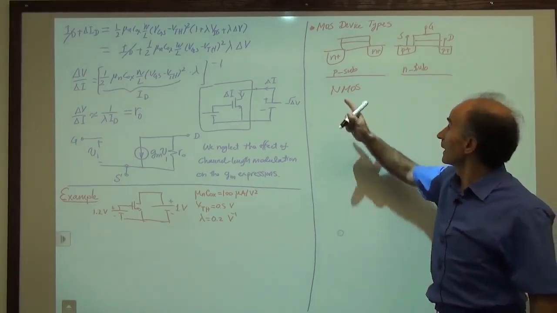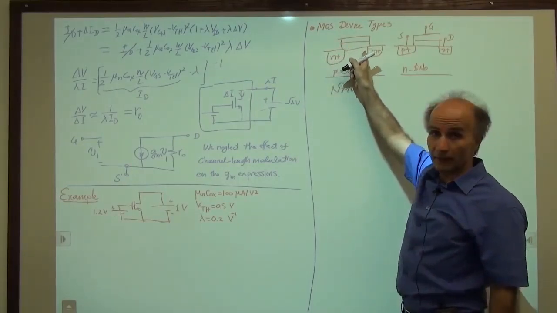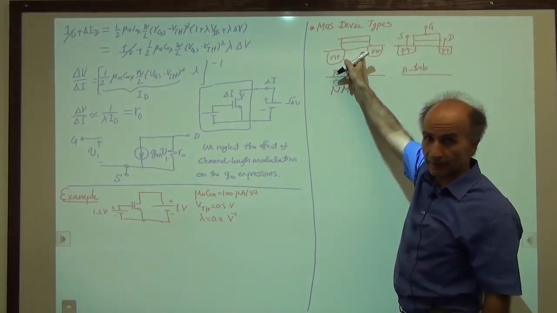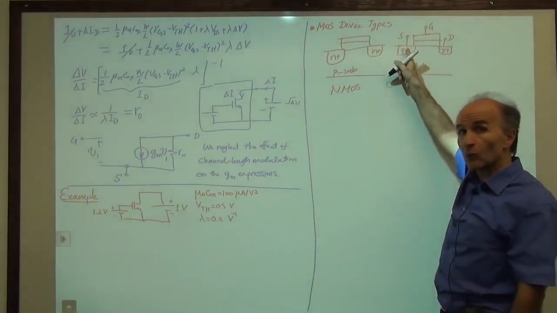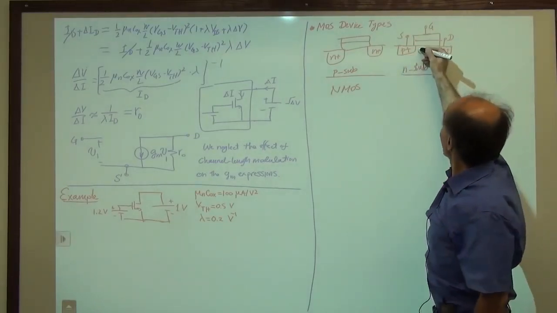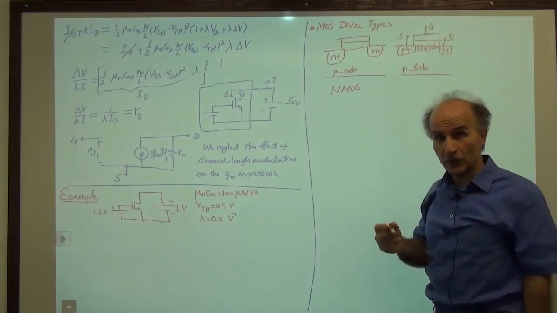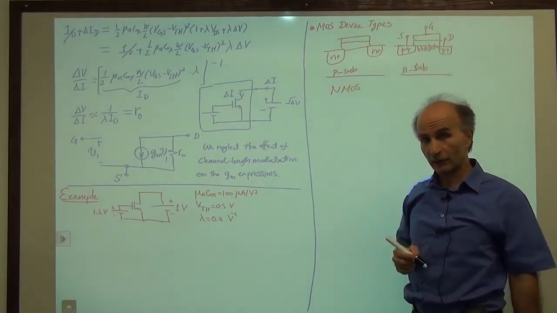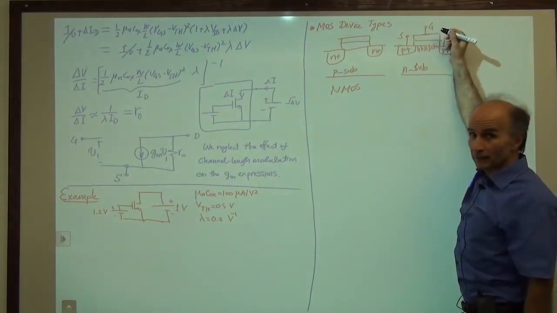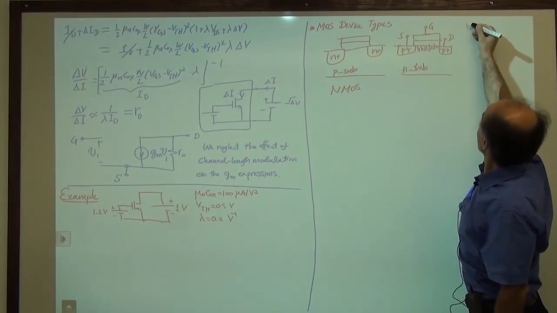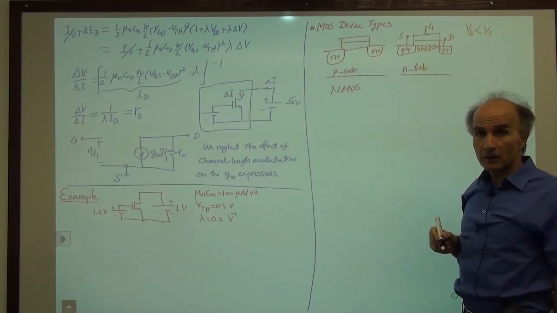Okay, so previously we said if the gate is positive enough, it attracts electrons to this interface and they begin to conduct current. In this case, if the gate is negative enough, it will attract holes to this interface. So we will have a bunch of holes here, H, H, H, and they create a channel. The channel in this case is made of holes rather than electrons. All right, so we see that the gate has to be negative with respect to the source. So we say VG has to be less than VS. By how much? By one threshold, right?